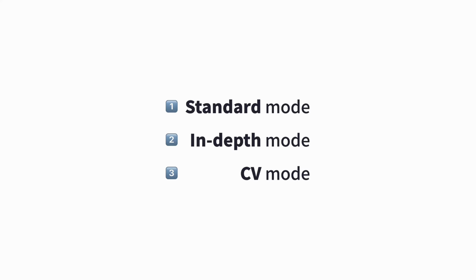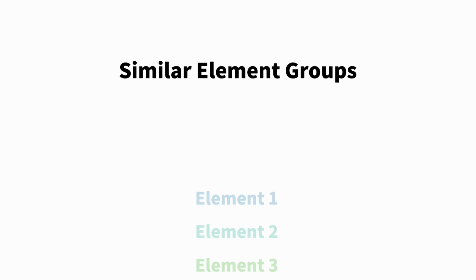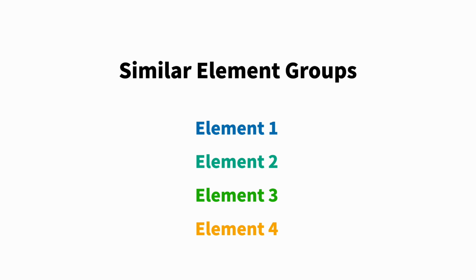For capturing software elements, we recommend using them in this order. First, prioritize standard mode. It's easy to use and the most efficient. If standard mode can't capture the target element, try in-depth mode next. It can capture deeper levels of software elements. If the first 2 modes both fail, use CV mode as a last resort to capture the element through image matching.